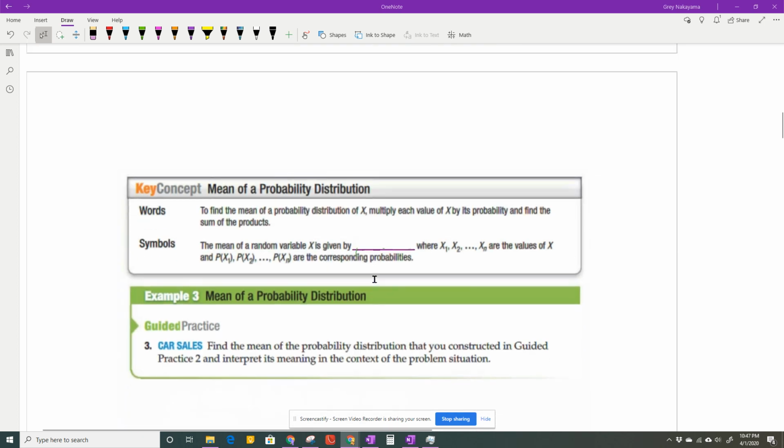Now, what's important is you've got to be able to take the mean of a probability distribution. And it has a lovely formula. And that is you take each data value and you multiply by its probability.